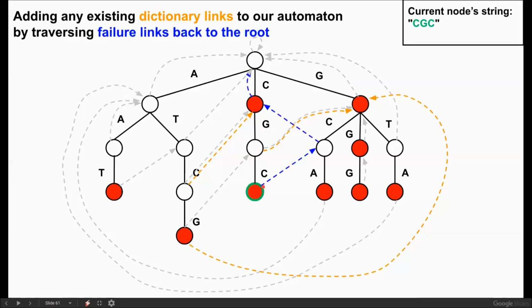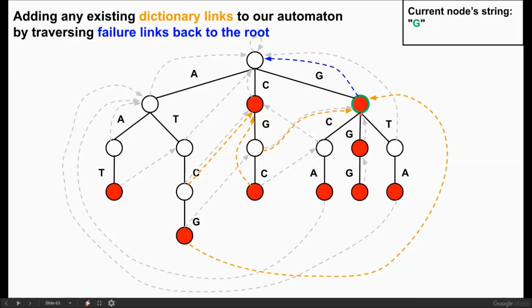Okay, now let's do this one. Let's traverse failure links back to the root. So we go here. That's not a word node, so let's keep going. And here we do encounter a word node. So that means that we're going to add a dictionary link between our current node and the word node that we encountered. So we added it right there.